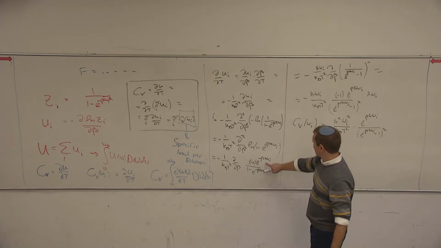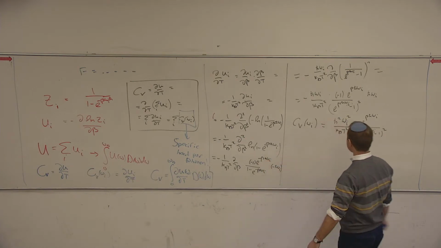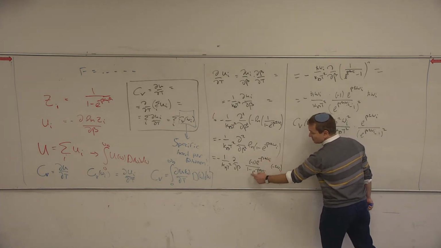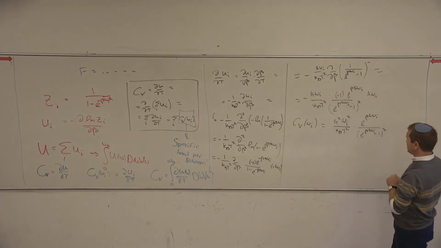Both sides by I just put it to the denominator. Okay? And then it switches its sign from minus to plus, and this guy gets cancelled, so that I have e to the power beta h bar omega I minus 1.